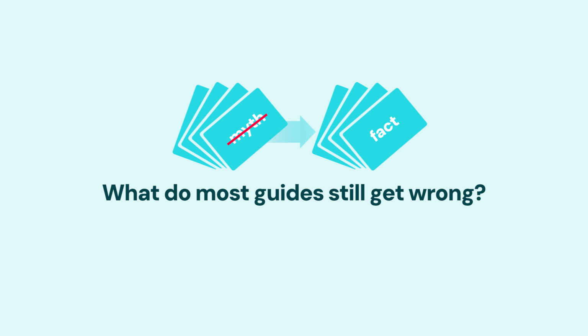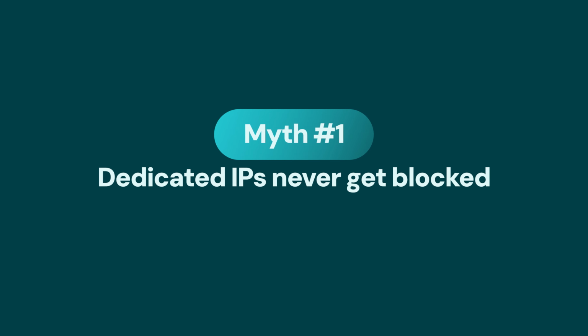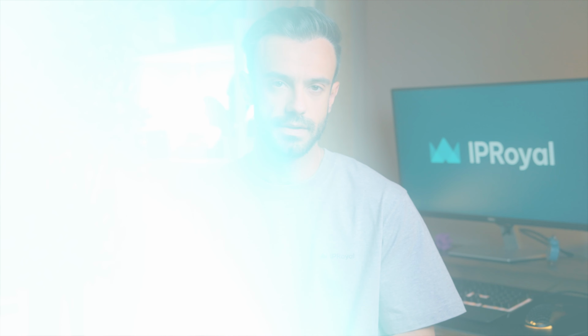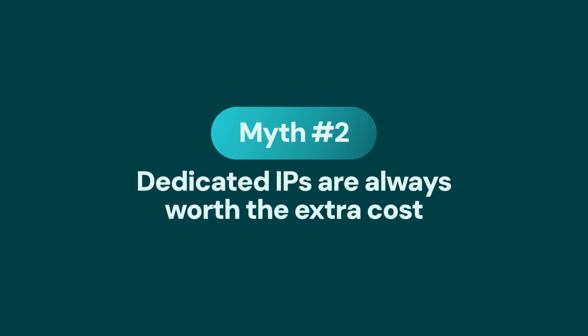What do most guides still get wrong? Myth number 1. Dedicated IPs never get blocked. They do. A dedicated IP with poor usage history or aggressive request patterns can get flagged just as easily as a shared one. Myth number 2. Dedicated IPs are always worth the extra cost. The price premium buys you control you may not need. For low volume or rotating use cases, shared IPs can handle the same workload at a lower cost.